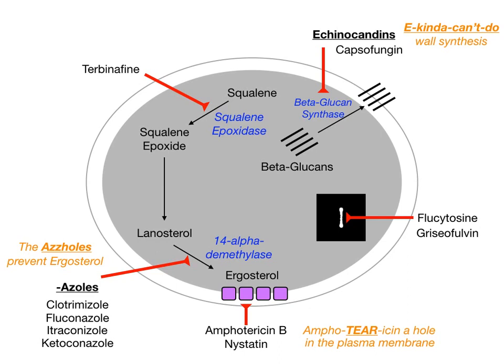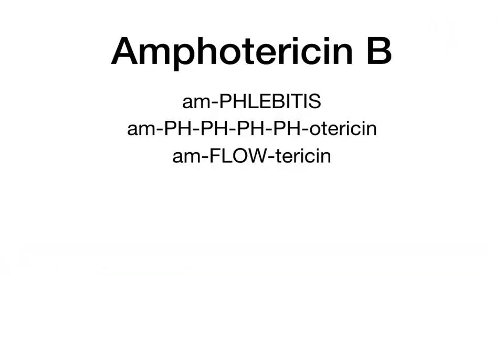The last thing that we should talk about are the side effects of amphotericin B. So because this is the really heavy-duty antifungal, it's got some heavy-duty side effects. And what you should remember is "amphlebitis." So amphotericin, you just say amphlebitis. This does cause phlebitis. This also is known to cause repeated fever and chills.